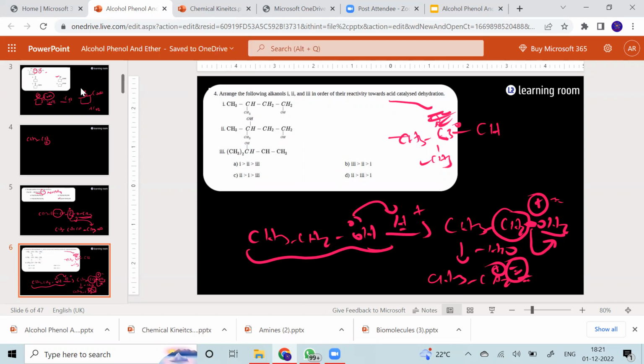Okay, now this is what I have, right? All I have to do is remove the OH and put a carbocation there, right? Let us put the carbocations alone. So this will have, oh, sorry.